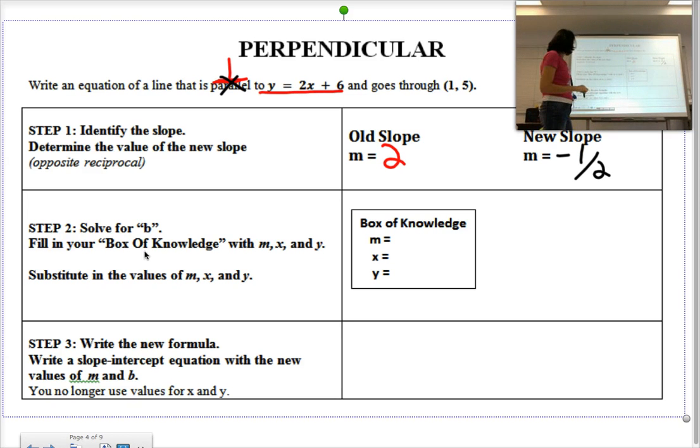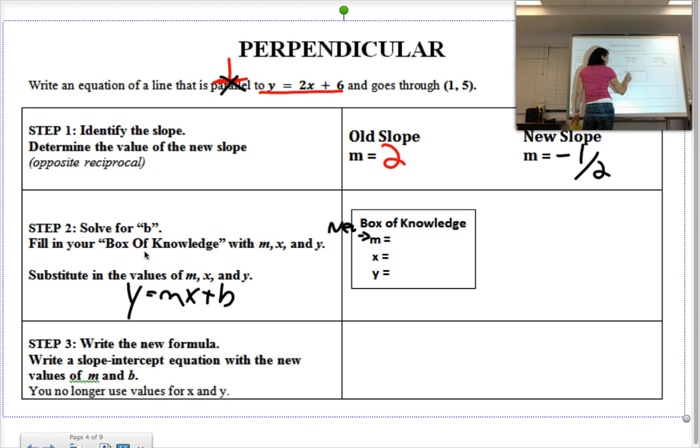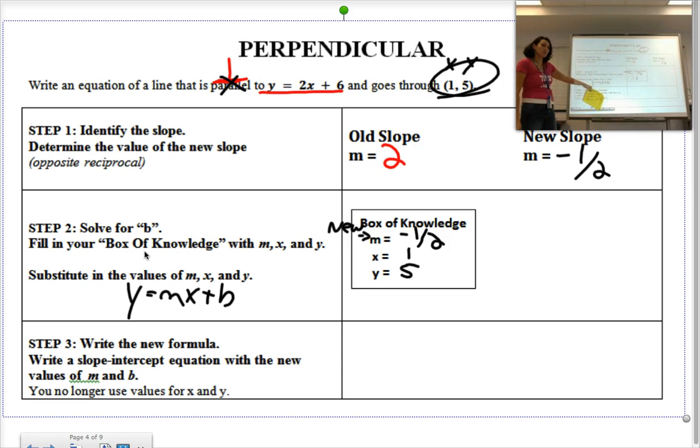Okay, so now we're going to fill in our box of knowledge just like we did with parallel lines, because we have to solve for b, and we're going to use our y equals mx plus b to solve for b. We're going to fill in our pieces. So m, remember you're always using the new slope here, okay? The new slope is -1/2 x, so we're going to use this right here because this guy's x and this guy's y, okay? And our x is 1 and our y is 5. Now we're going to substitute in here so that we can figure out what b is.